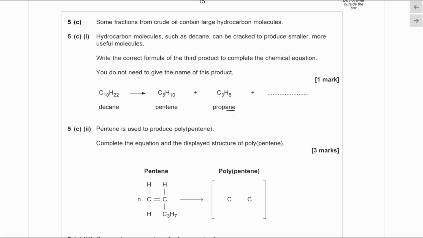All you have to do is count the carbons and the hydrogens. So we've got 10 carbons here. Okay, so I'm going to say 10. And here we have 5 carbons, 3 carbons. So how many more to make 10? Well, 5 plus 3 is 8. 10 minus 8 is 2. So we're going to have 2 more carbons produced, all right? Now the hydrogens I'll do below. You've got 22 hydrogens on the left hand side. On the right hand side we've got 10 and we have 8. So 10 plus 8 is 18. 22 minus 18 will give you an answer of 4. So we need 4 hydrogens, right? C2H4. It says you don't need the name of the product, but you should know it's ethene.